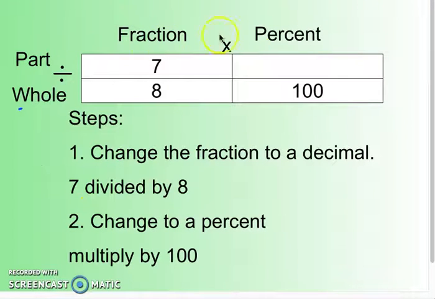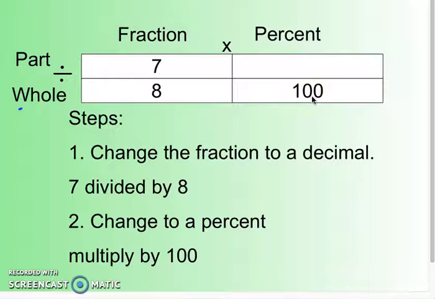And to help us out, we're going to be using these little boxes. These boxes are for us to organize our information. In the first box, we are going to organize our fraction. We're going to put our part on top, or our numerator, and our denominator, or our whole, on the bottom. On the other side, we're going to have our percent. Same thing: the part on top, which we don't know yet because that's what we're going to find, and then a percent's out of 100, so we're going to put the whole amount on the bottom.